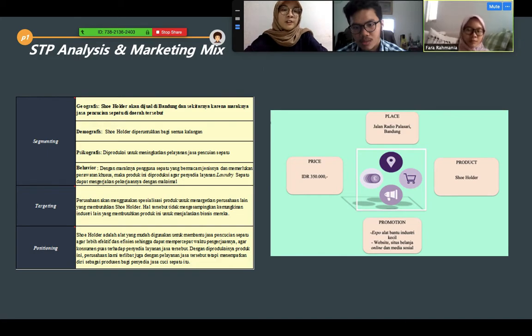And there are 4 kinds of marketing mix. The place is in Jalan Radio Palasari, Bandung. The product is shoe holder. The price is 350,000 rupiah, and for promotion we promote to Expo, website, and social media.